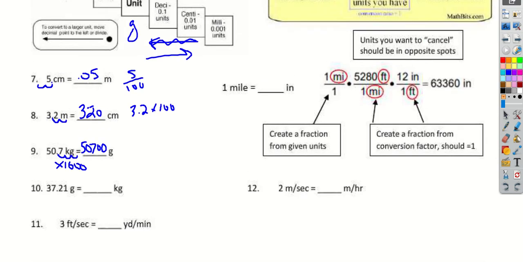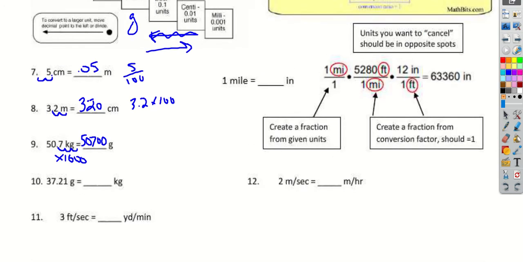And then the other one we have is from grams to kilograms. So remember, that's going to get smaller because I'm increasing. That is going to be divided by 1,000, or 3 spots to the right. So it's 0.03721 kilograms.